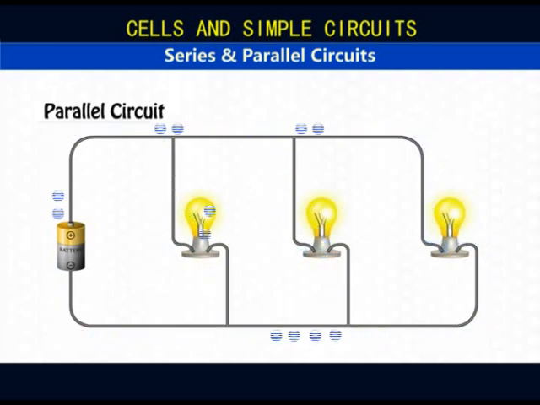Here, the wires that are connected to the bulbs run parallel to each other rather than having the bulbs in a row. It means one bulb can be removed without affecting the others because each has a complete path for electrons to flow.